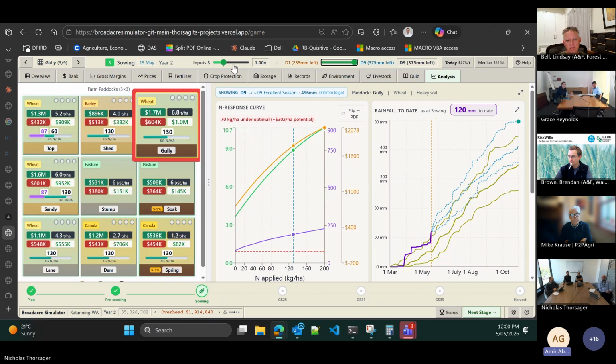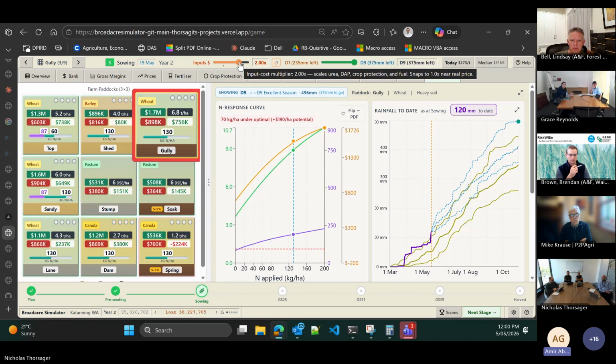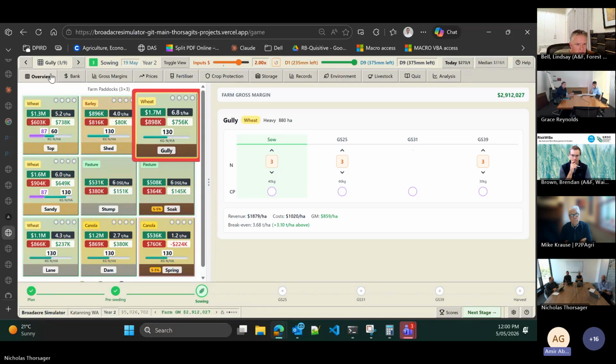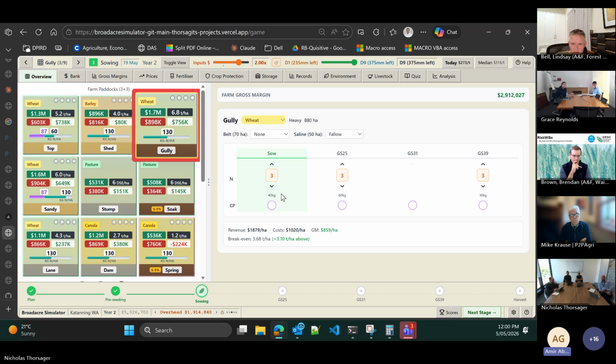But then this year, you might ask yourself, well, input costs are going to be really high. It defaults to median or average input costs, but you can bring those right up and say, what if your nitrogen and your diesel doubles? Well, that has a significant hit on our gross margin. We've lost about 25%. And so you can then go through over here, you've got all your different views and you can begin to make a decision about what you want to do on this paddock.